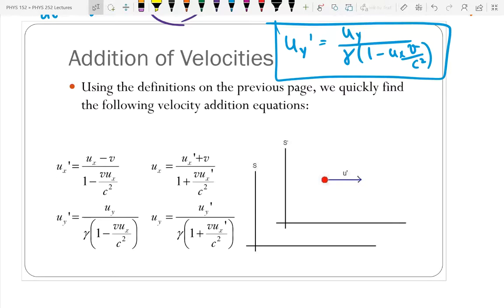So that is our derivation for the addition of velocities. And you can change from one reference frame to the other simply by changing the sign of the velocity for the reference frames. I'm out of time.